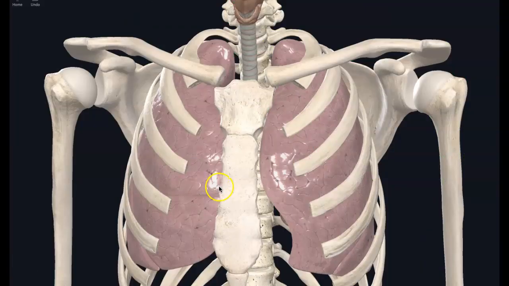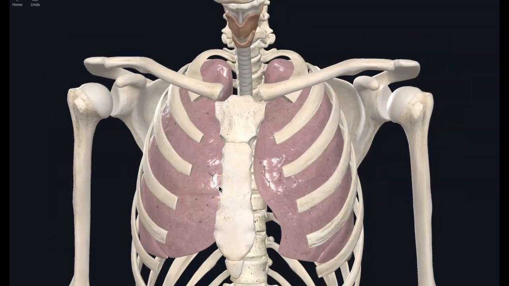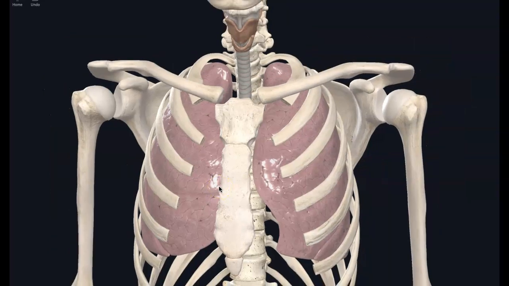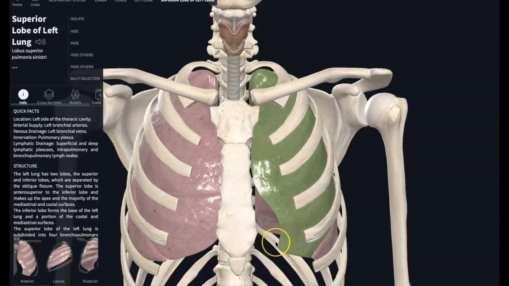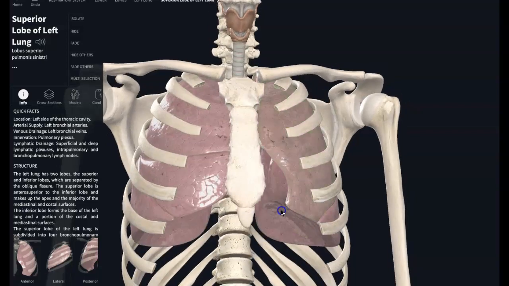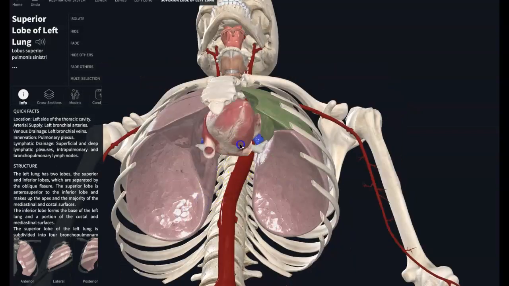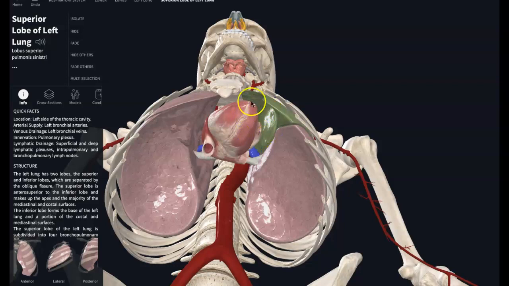Now, looking again just at the lungs, they are found on either side of the midline of the thoracic cavity. They have similar dimensions, but the left lung has a notch on the medial border. So here's that left lung, and here's that notch, and that's due to the location of the heart. This is sort of where the heart is fitting into that left side. It's creating room for the heart.